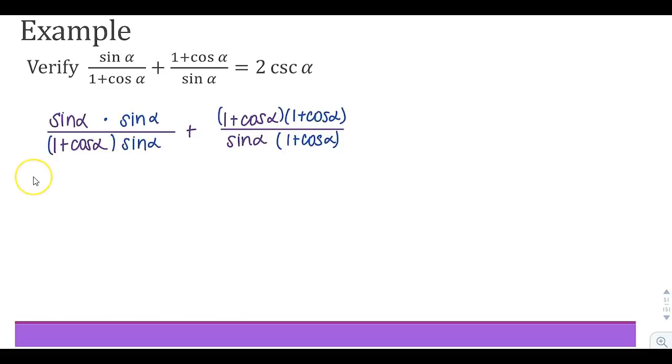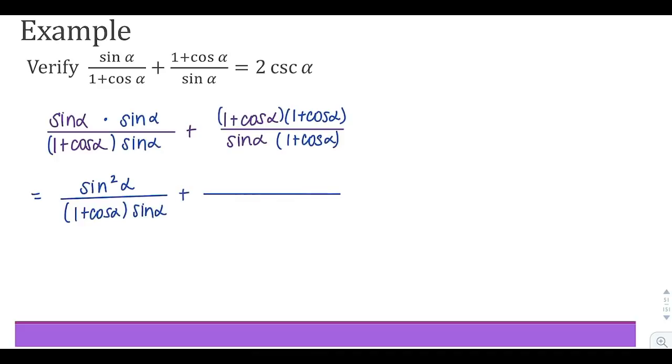Alright, so now let's go ahead and rewrite this as sine squared alpha over 1 plus cosine alpha times sine alpha, and then plus over here we have that same denominator, sine alpha times 1 plus cosine alpha, and then here if I multiply everything out, these are not conjugates, so they're not going to cancel. I'm going to get, first is 1, outer and inner are both cosine alpha, so that's plus 2 cosine alpha. And then last is going to be cosine alpha times cosine alpha, that's cosine squared alpha.